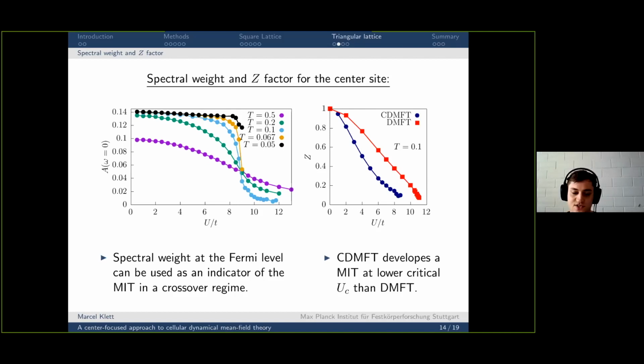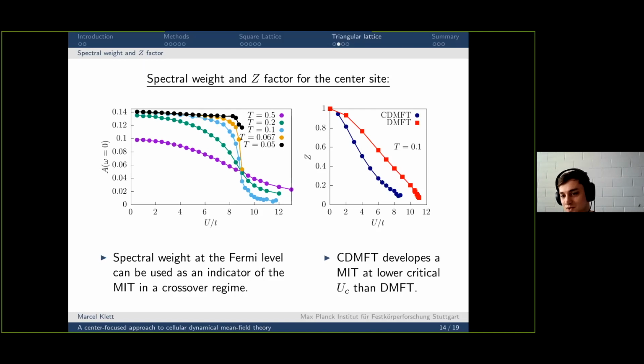And this comparison is pretty interesting since our cluster has 7 sites. Let me tell you, it's pretty challenging to calculate numerical results there. But one could still think, okay, it's only 7 sites, so why not only use DMFT? Why is DMFT not enough here?